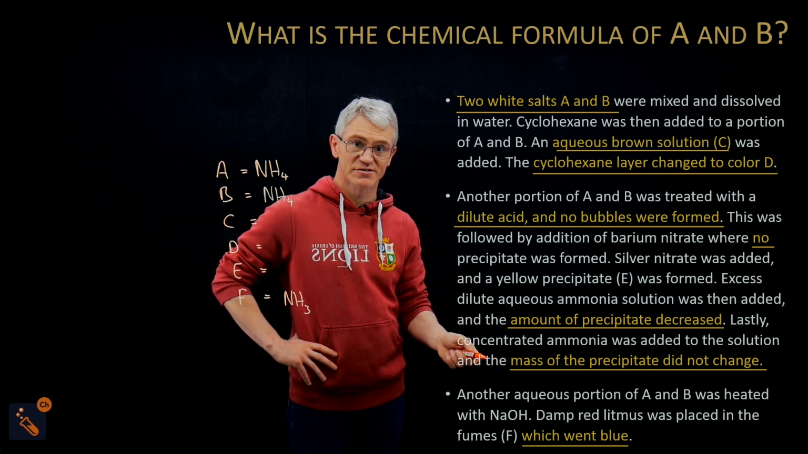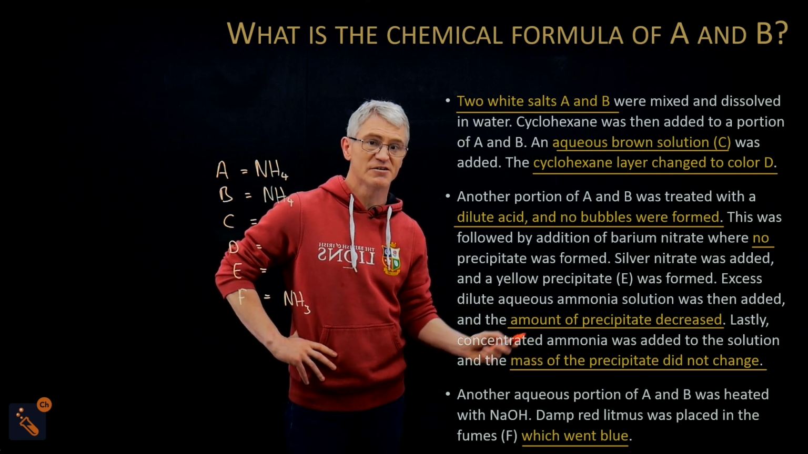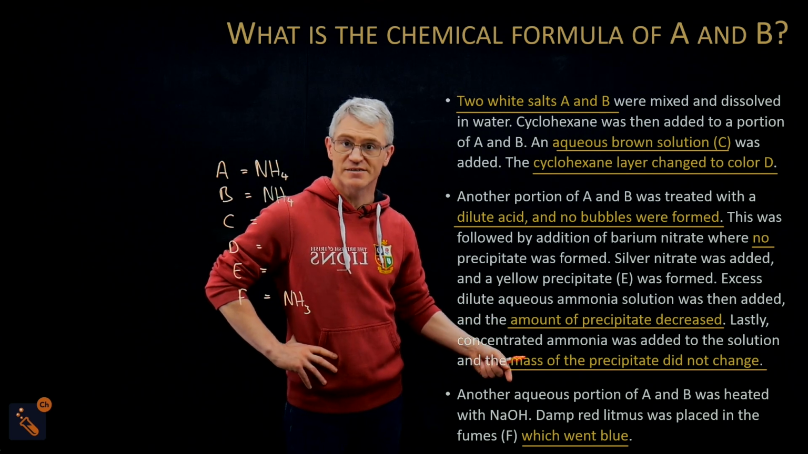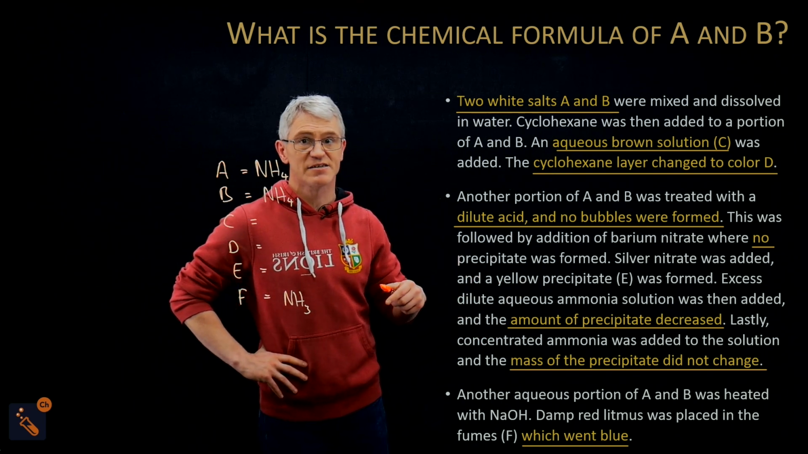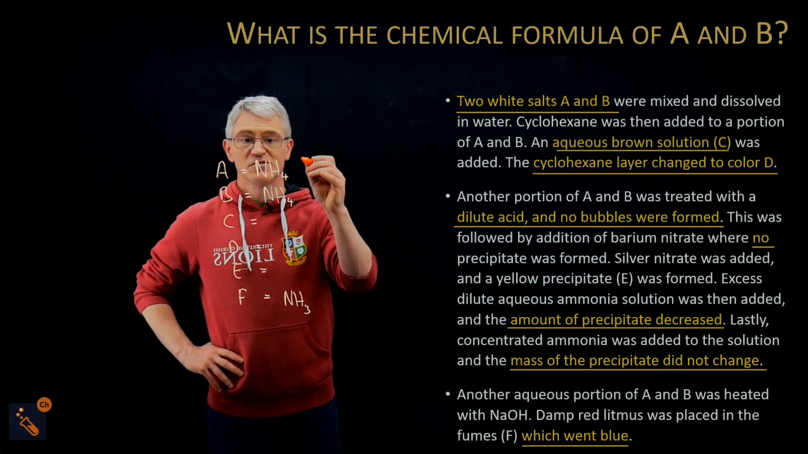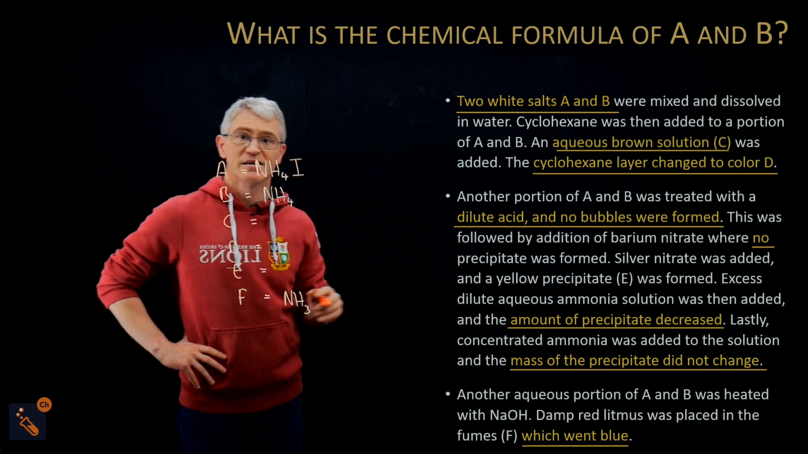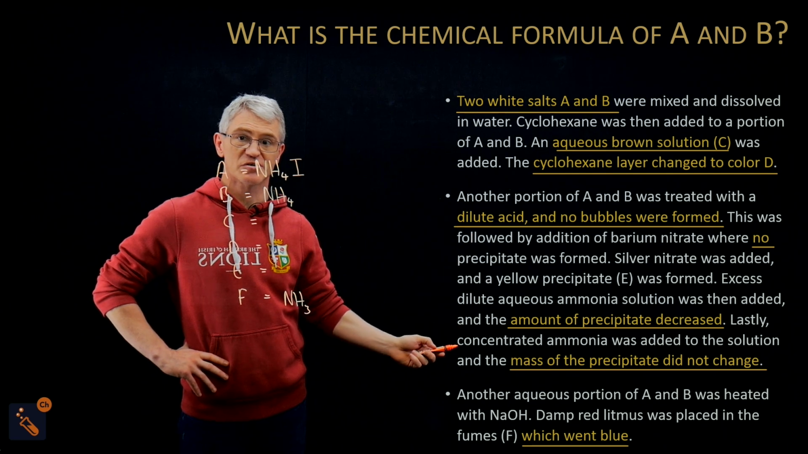That means we've added concentrated ammonia and the mass did not change. That means there was some precipitate and the mass didn't dissolve, which means, if you go back to the halide tests, that you've got an iodide, so one of these is going to be ammonium iodide. Now, we'll do the other letters as we come up to them, okay?